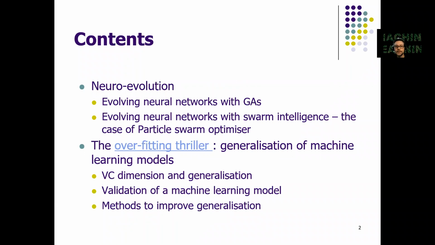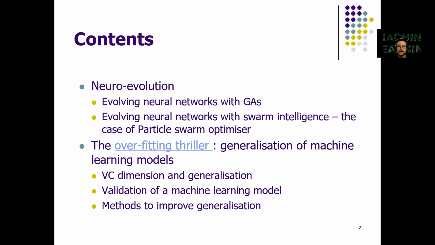So in the first part, I will present approaches about evolving neural networks using genetic algorithms with either binary or real value encoding, and an approach which uses swarm intelligence, a group of methods inspired by nature, and I will present one of the representatives of this category. It's called particle swarm optimizer.